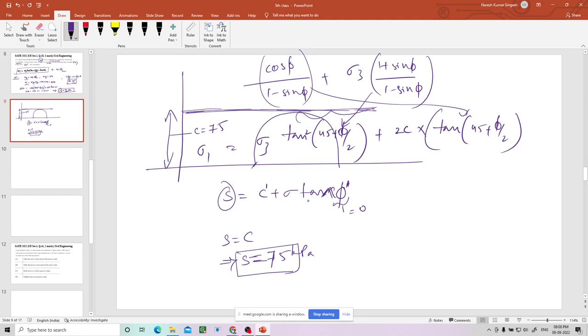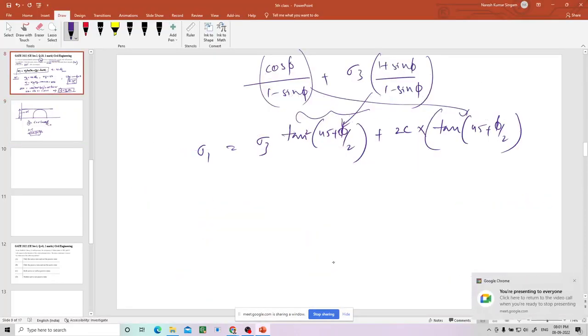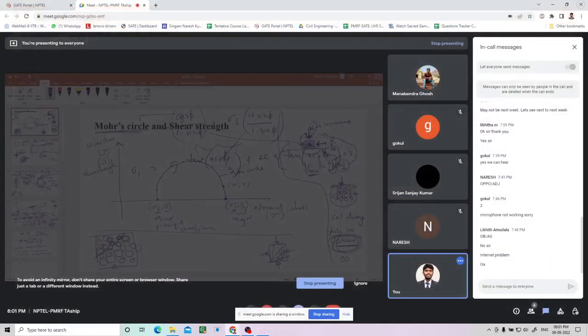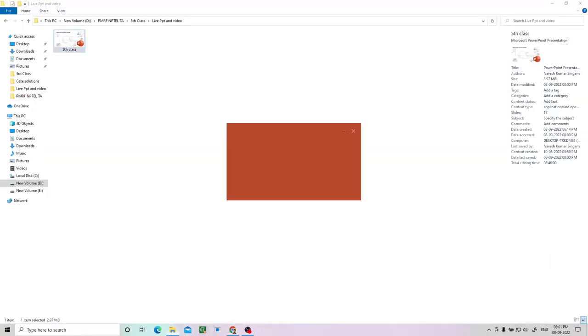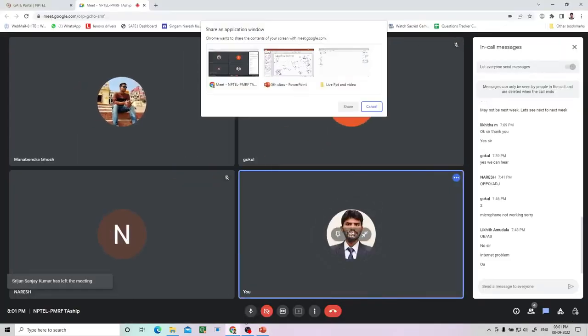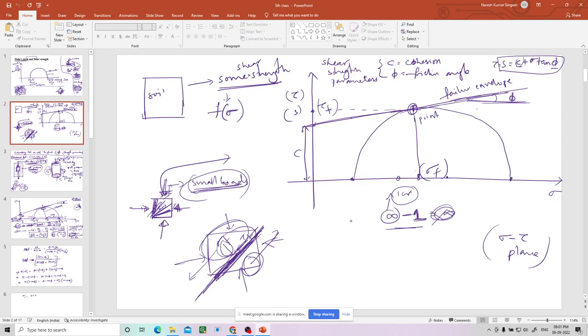So I hope you have understood. Is there any doubt? This part, essentially c plus sigma tan phi. I told you, right? This one. Anyway, I explained this. There is some problem here. I'll close this and open it and share with you. Tell me which part. Yes, I told you, right?